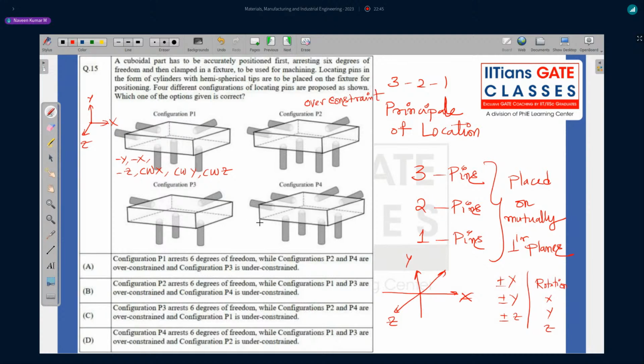Right. And you see there is one more pin missing here. There is one more pin missing either here or here. You can put one more pin. So this is under constraint.